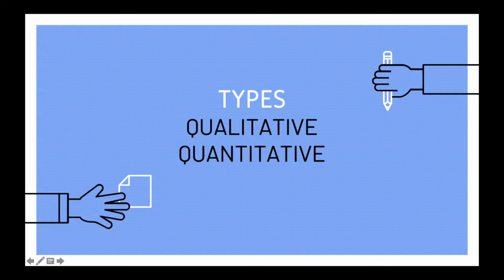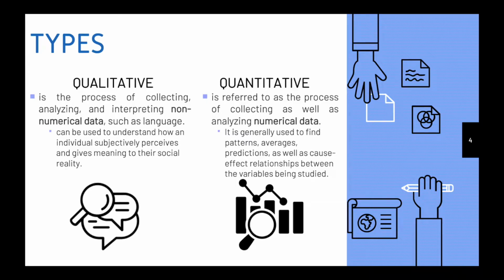There are two major types of descriptive research, qualitative and quantitative. The qualitative type is the process of collecting, analyzing, and interpreting non-numerical data, such as language. It can be used to understand how an individual subjectively perceives and gives meaning to his or her social reality. On the other hand, quantitative refers to the process of collecting as well as analyzing numerical data. It is generally used to find patterns, averages, predictions, as well as cause-effect relationships between the variables being studied.